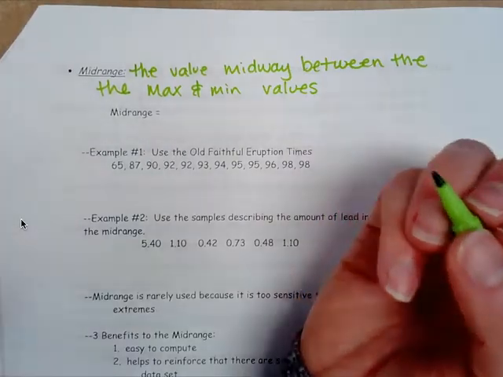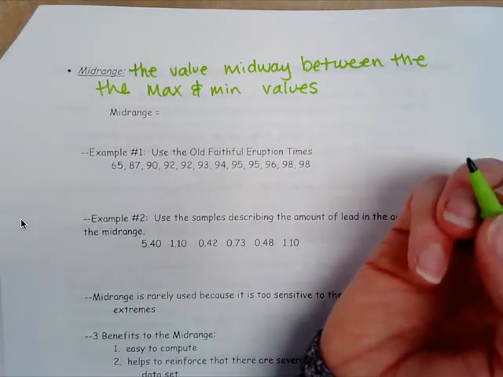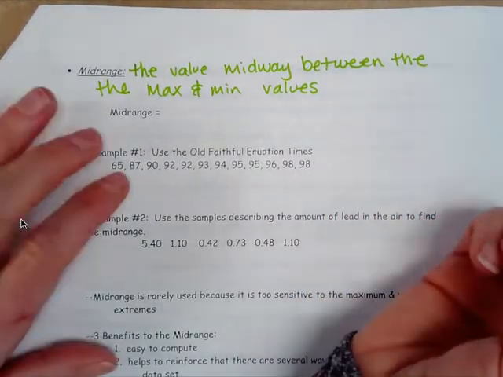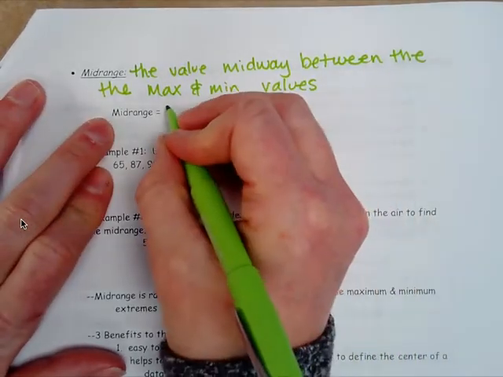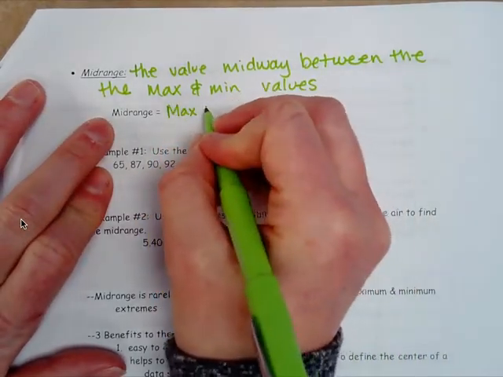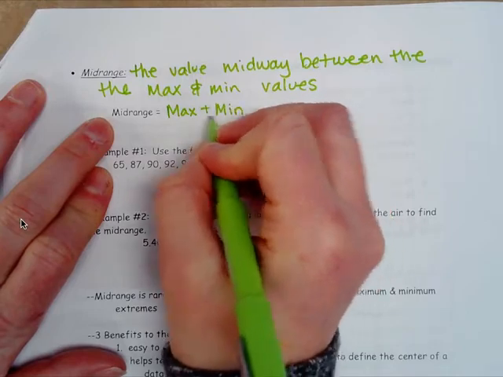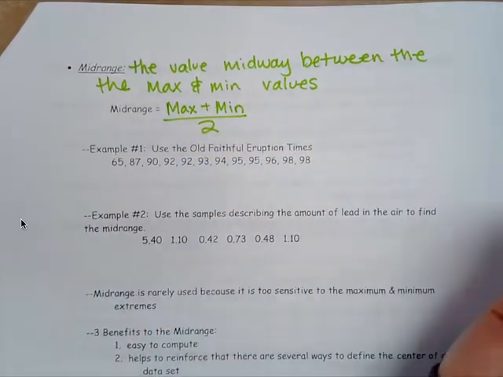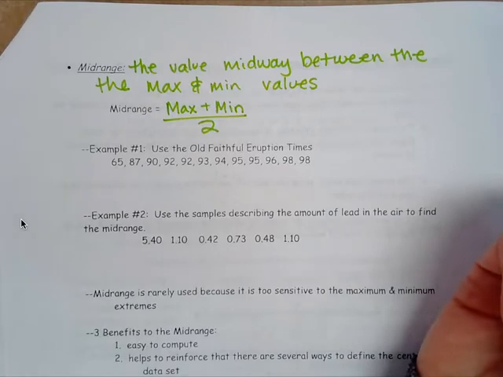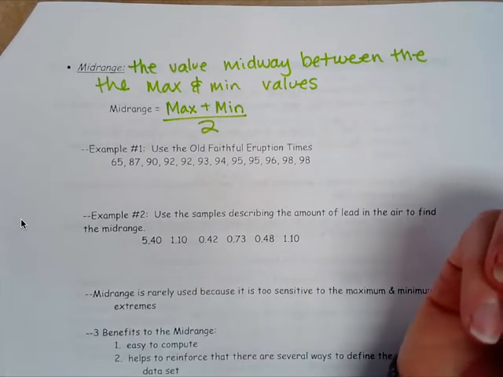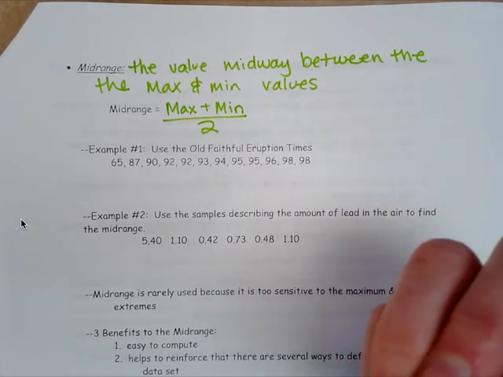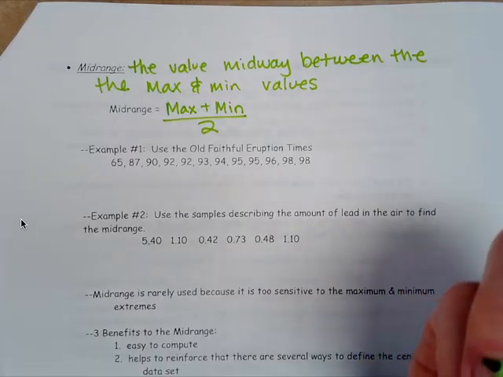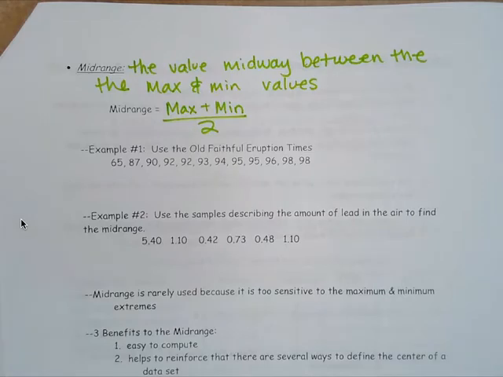So mid-range, we want to find midway between our max and our min. We don't worry about any other values, just your max and your min. So the formula is you add your max plus your min, and you divide by 2. So it only takes into account your max and min, nothing in between. Do you think this one's going to be affected by the outlier? Think about what an outlier is. Yes, because it's a max or a min, so this one's going to be really affected by an outlier.